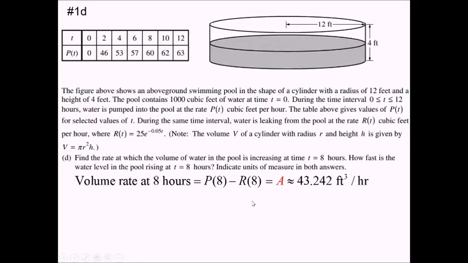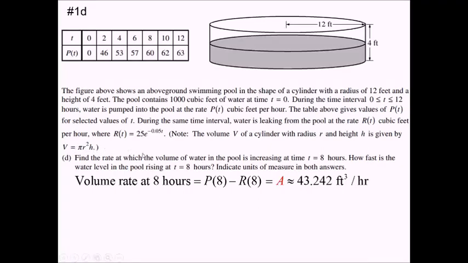And now we move on to the next part of the problem, which asks, how fast is the water level in the pool rising at time 8? So we're asking for essentially the rate of change of the height of the water, and the water itself is in the shape of a cylinder, and we already have the rate at which the volume is changing. So this is going to end up being a related rates problem. We have this formula here, V equals pi r squared h, that ties all the quantities together.